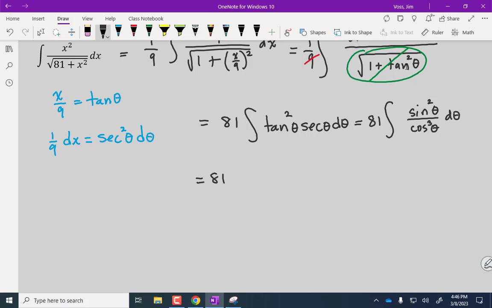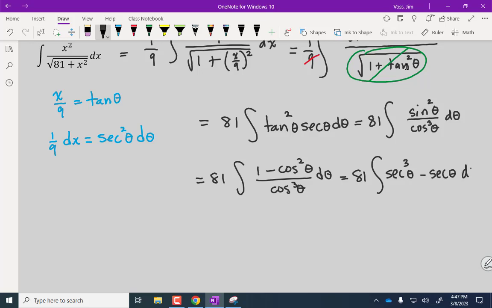So 1 minus cosine squared, and then we simplify? How? Split the fraction, make two fractions. So we're going to have 81 times the integral of secant cubed, eek, minus secant d theta.